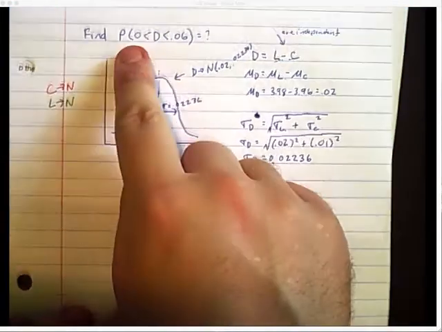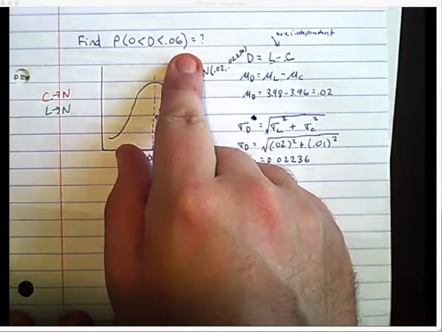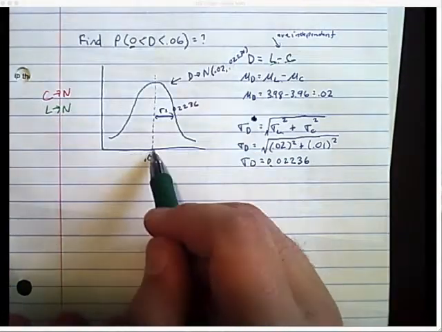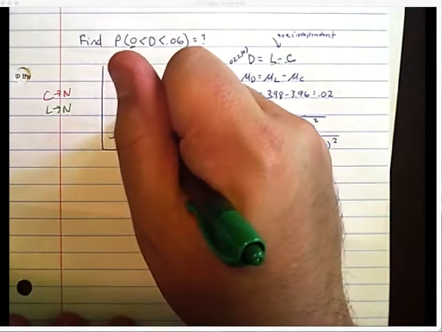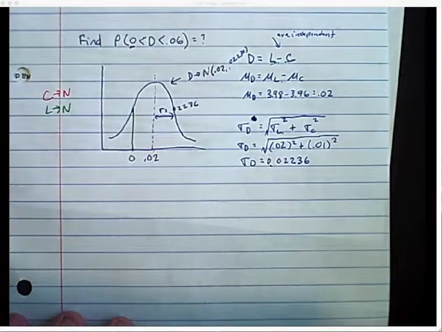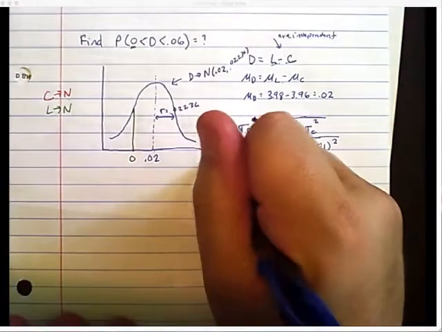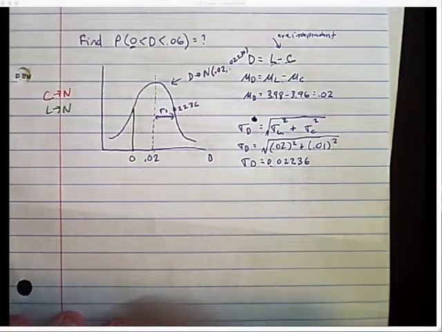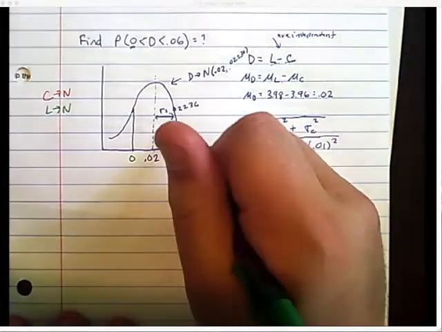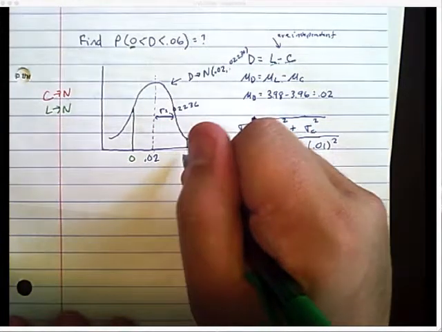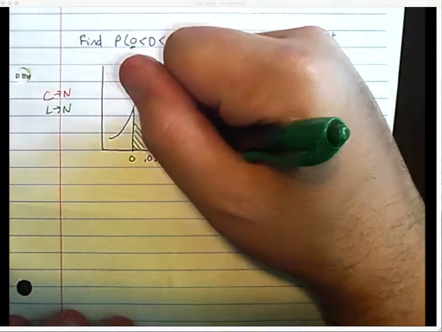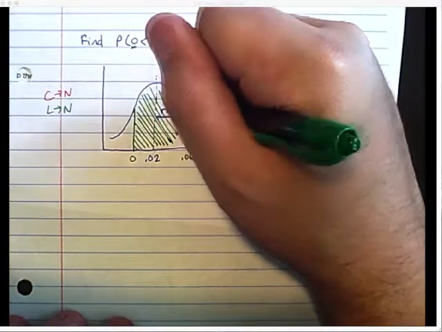All right, well, what are we trying to find? We're trying to find the probability that the difference is from 0 to 0.06. Well, where is 0 on this curve? Well, 0 would fall to the left of the mean. So maybe about right here. That's where 0 is. Because remember, this is the difference distribution. And where is 0.06? Well, 0.06 would be to the right, almost 2 standard deviations out. So what I'm actually trying to do here is figure out the area under this curve.